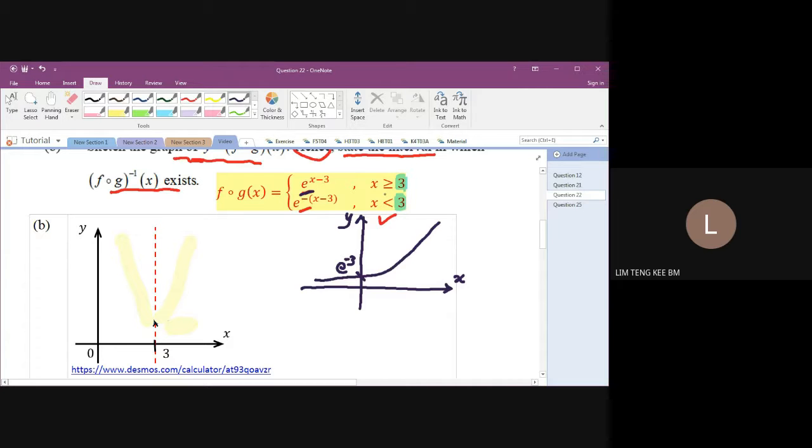And since the question is asking for this function, e to the power of x minus 3, for the case of x greater than or equal to 3, if here is x equals 3, I'm only interested in this part of the graph, the part that I highlighted in blue. And this includes the point at x equals 3. If I substitute x equals 3 inside here, I find that I have the coordinate (3, 1). So I want this part here, including the point (3, 1), and all the way up here.